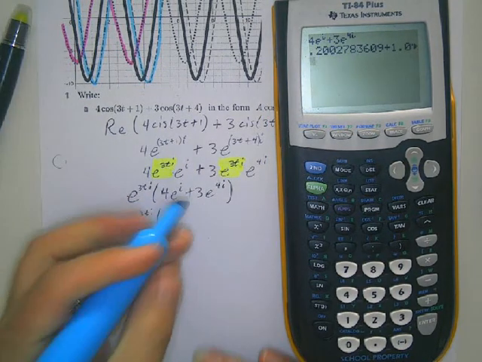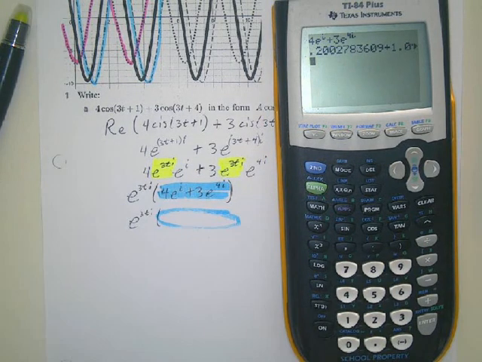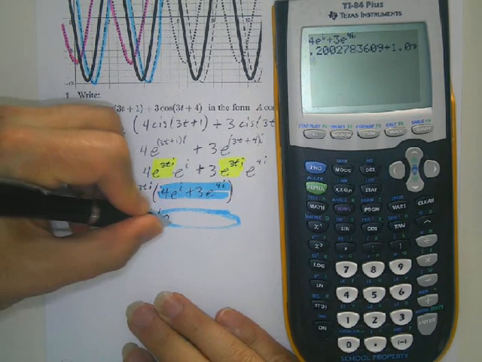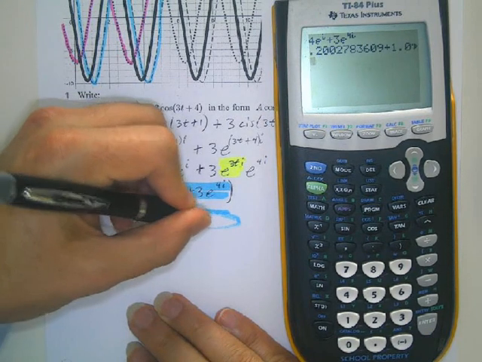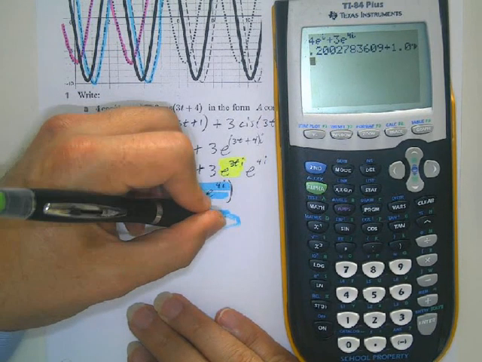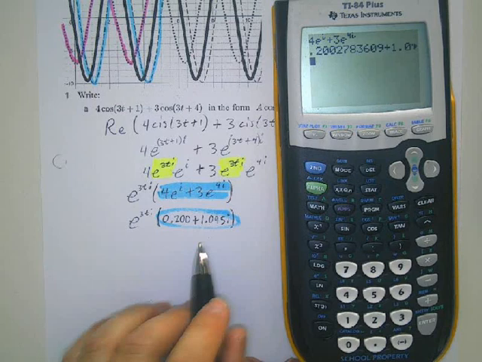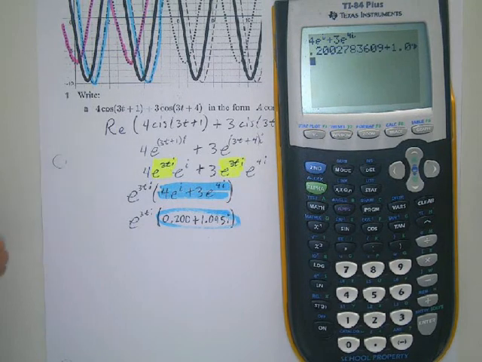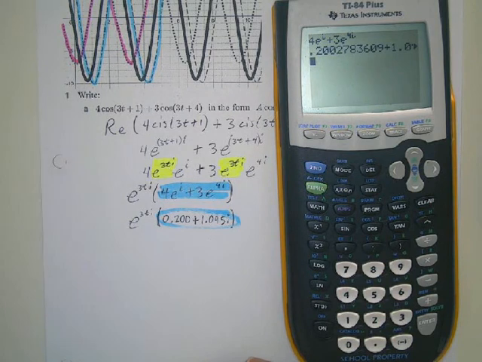So basically I'm rewriting this here as 0.200 plus 1.095i. As we mentioned before, our calculator writes it as a complex number. And so now I want to convert this into Euler form. So what did we do?